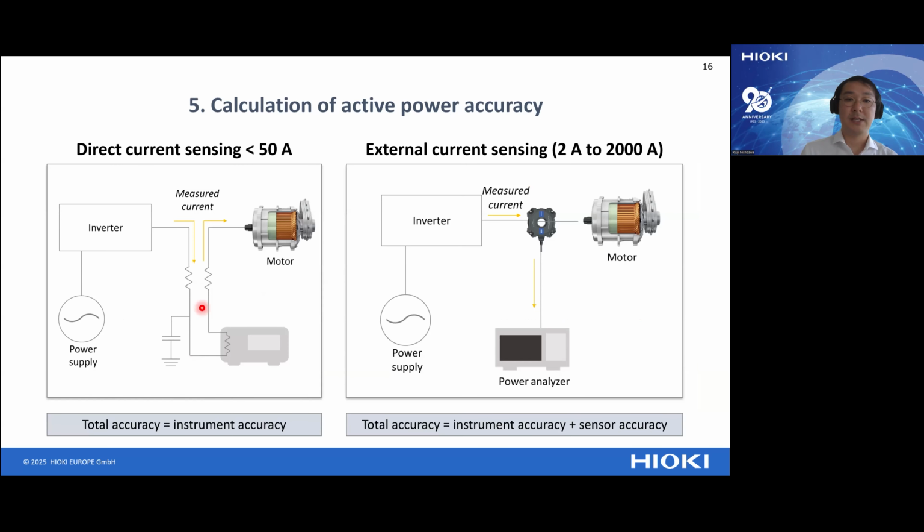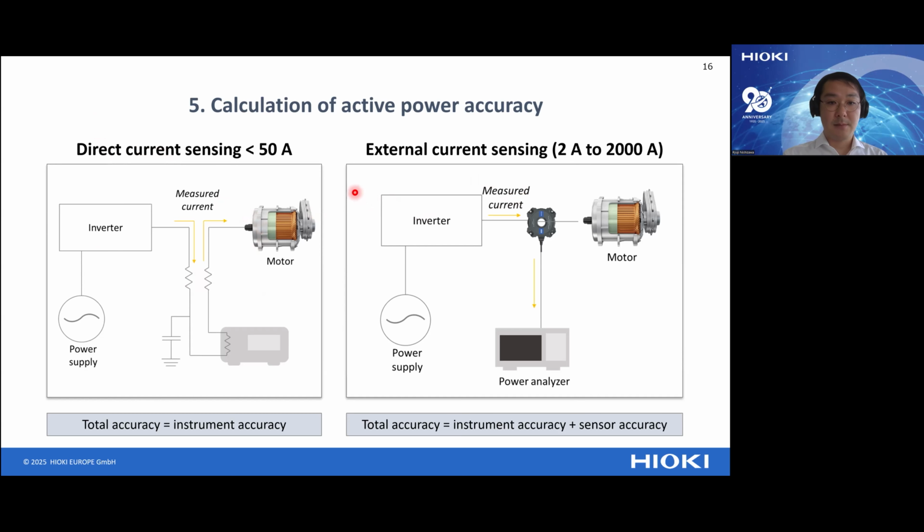The second important key element for power measurement is current. Here, I am mainly talking about the ways of sensing the current. There are mainly two sensing methods: direct current sensing and external current sensing.